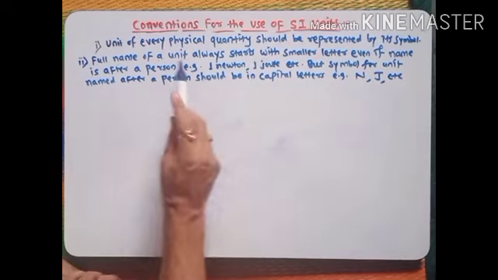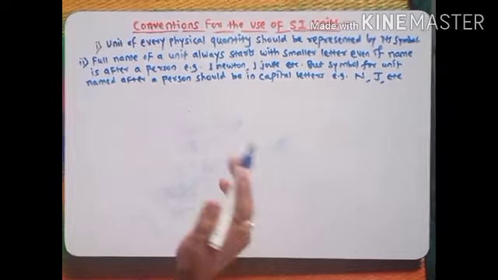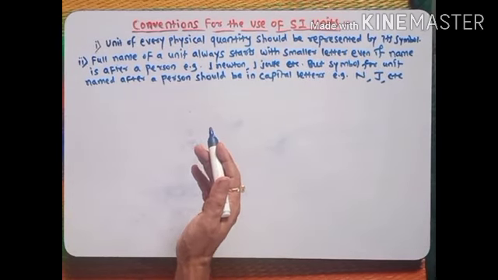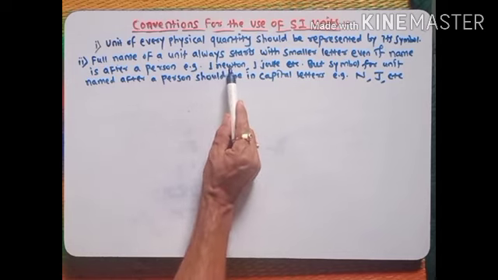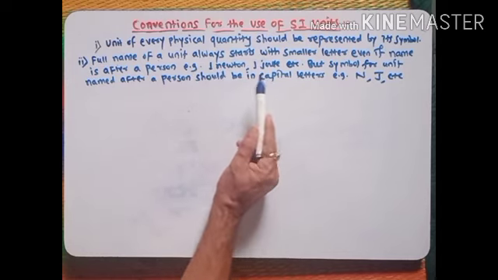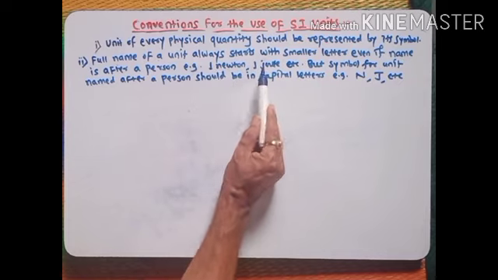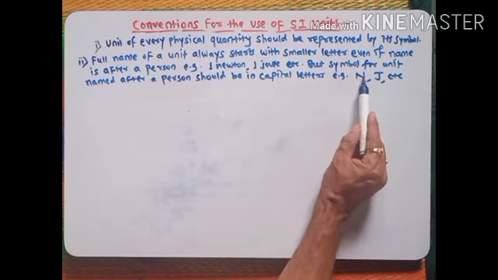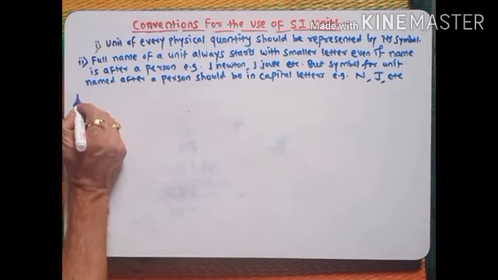See here, the full name of a unit always starts with a smaller letter, even if named after a person. That means if the unit is named after a person, then if we have to write its full form, newton, joule, it should start with small letters, n and j. But if we have to write the symbol of the same unit, then it is written in capital forms, capital N, capital J. This is the second rule.